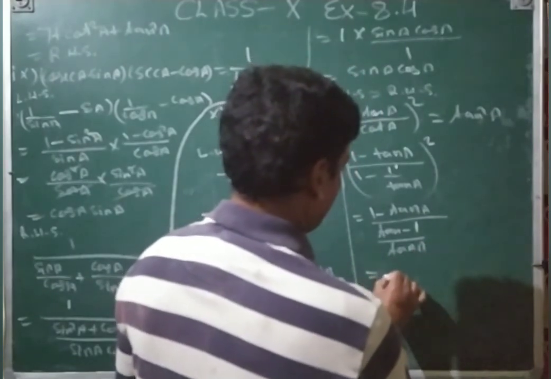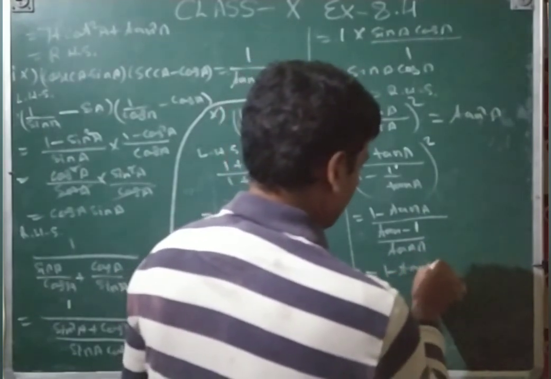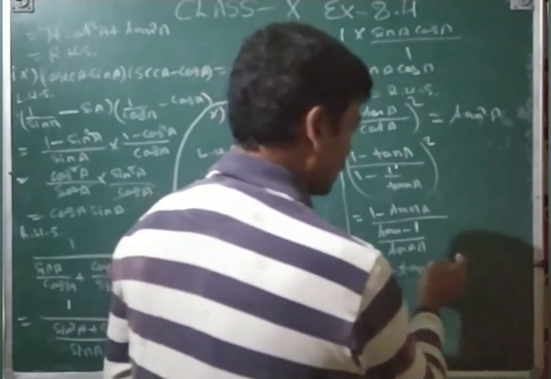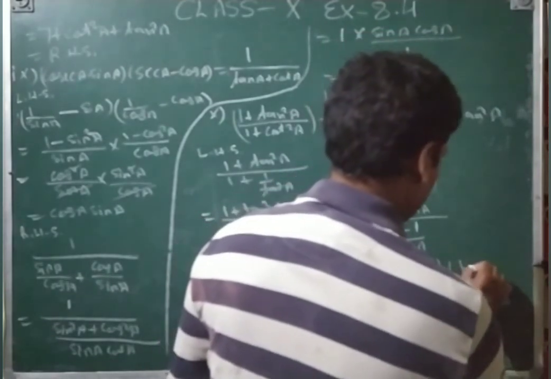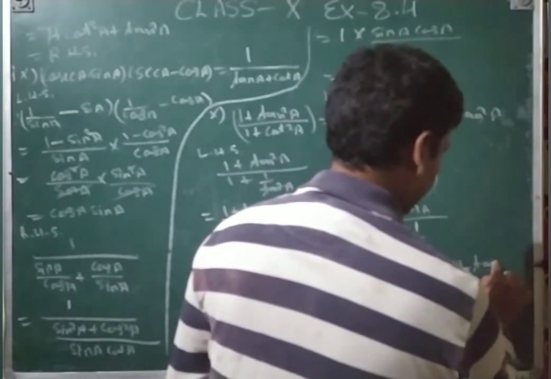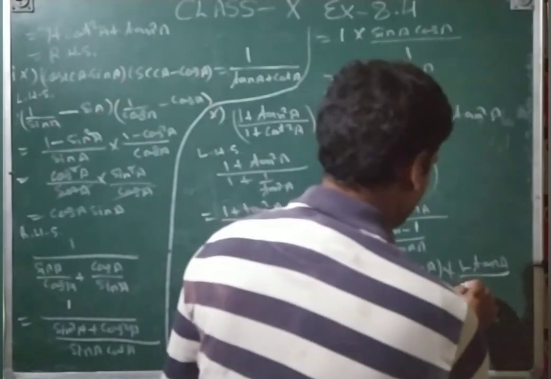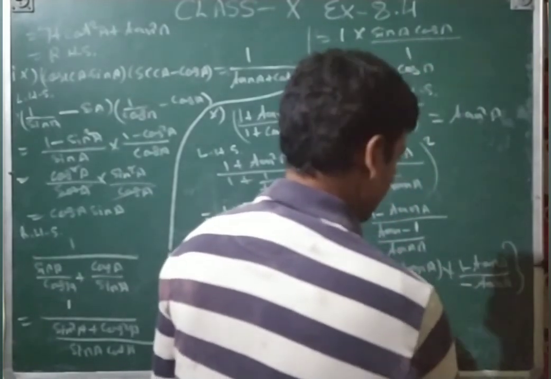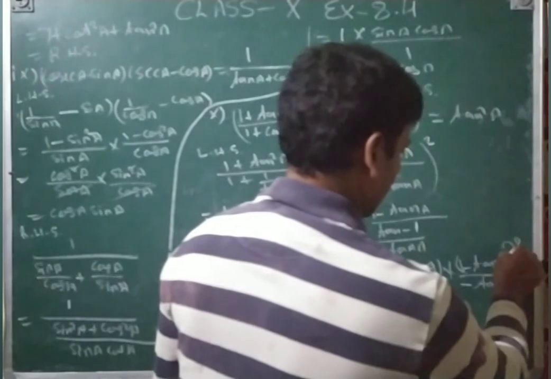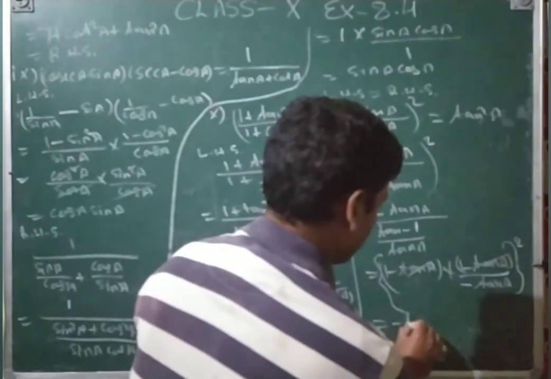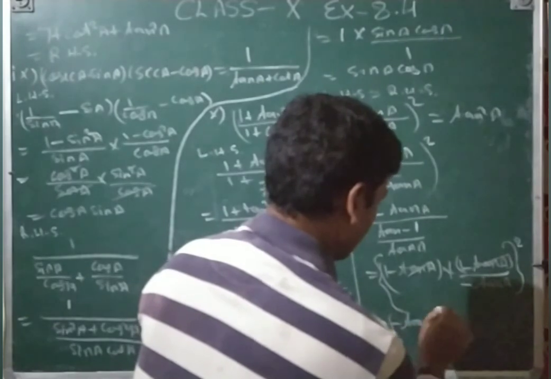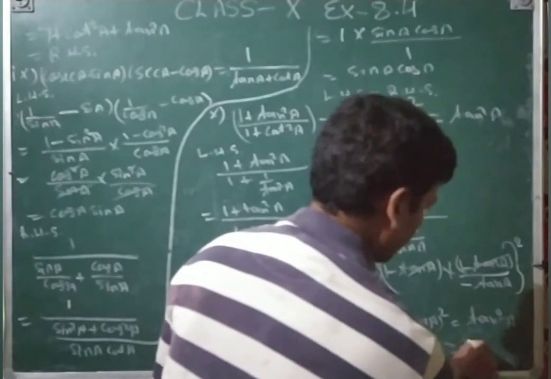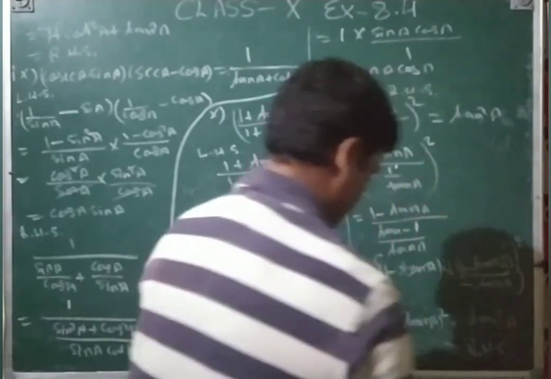So by reciprocal, that 1 minus tan A multiply, here is a 1 minus tan A, this is a tan A minus 1. So what we will do here, that 1 minus tan A upon, here we will write minus tan A, minus tan A whole square. So this will be cancelled, so that will be minus tan A whole square, is equal to tan square A, is equal to RHS. Okay.